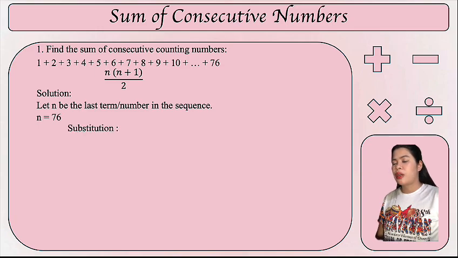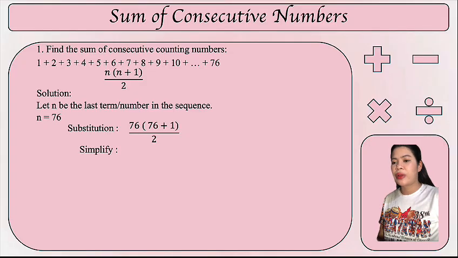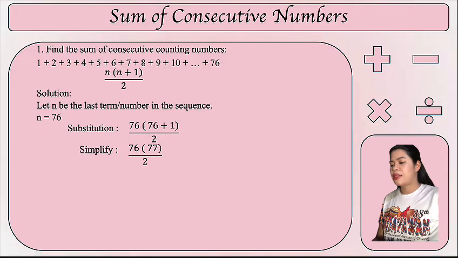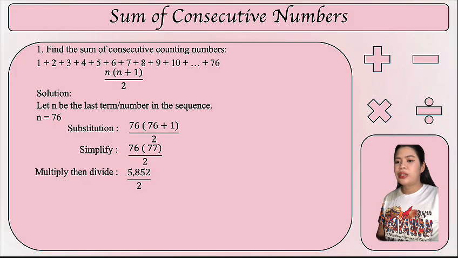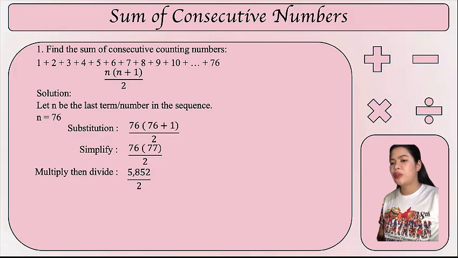So first step, we are going to substitute the value of 76 to the value of n. We are getting 76 multiplied by 76 plus 1, divided by 2. Now we are going to simplify by adding 76 plus 1. 76 plus 1 equals 77. Now we are getting 76 multiplied by 77 divided by 2. Now we are going to multiply 76 and 77, and we are getting 5,852. To get the final answer, we are dividing 5,852 by 2.